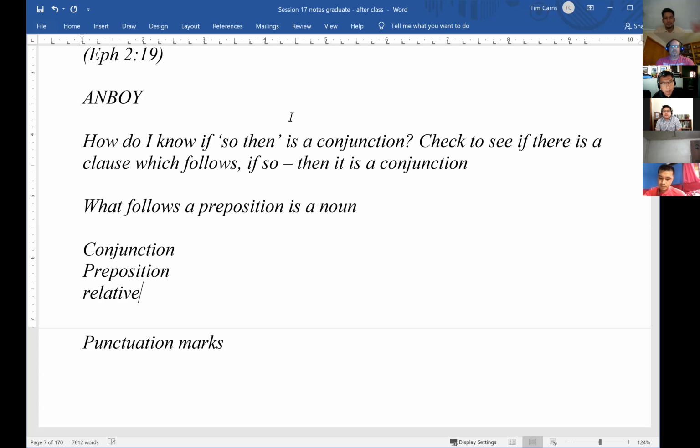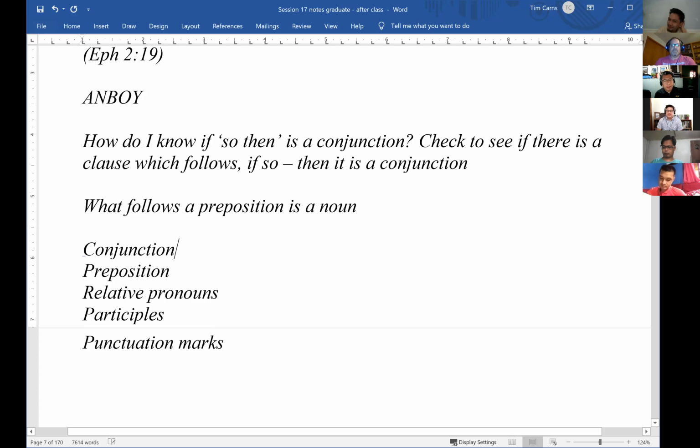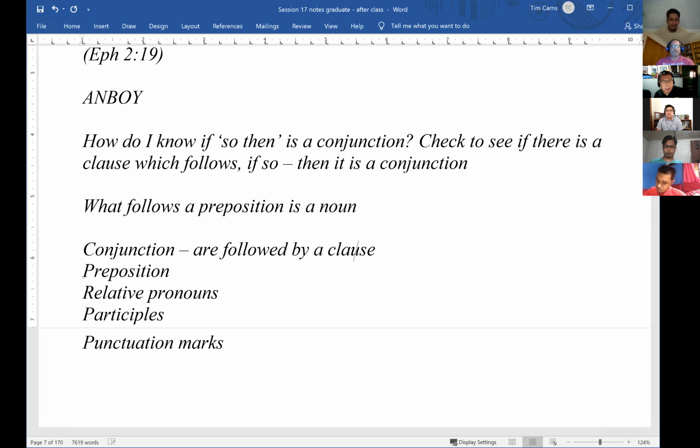Relative pronouns. Relative, yes. And starts with a P. Personal pronouns. No. Good guess. No. Participles. There you go. Participles. Okay, thank you, Pastor. So what's interesting is conjunctions are followed by a clause, subordinating conjunctions. Prepositions are followed by a noun. Relative pronouns are followed by a dependent clause.